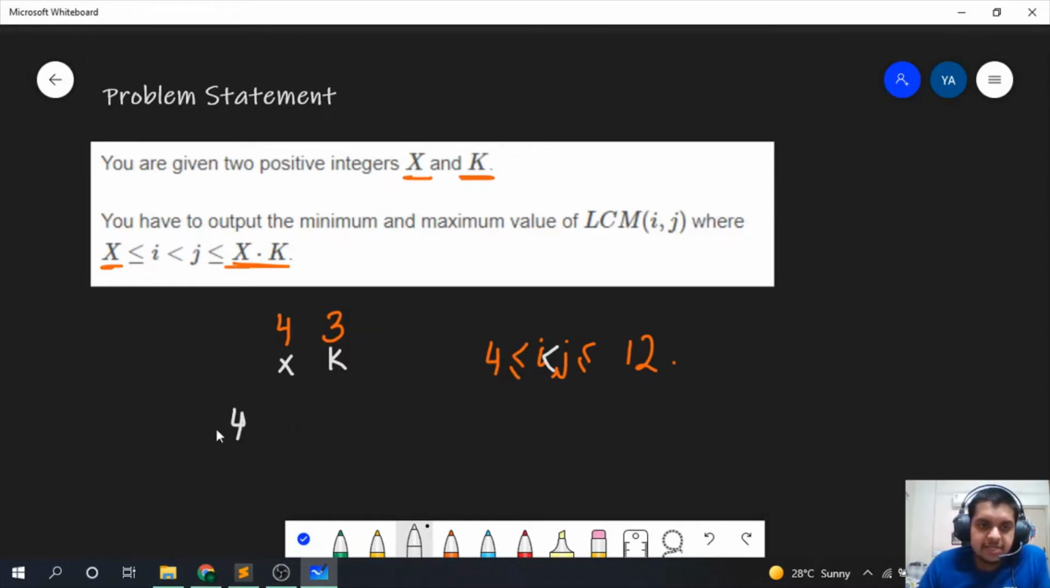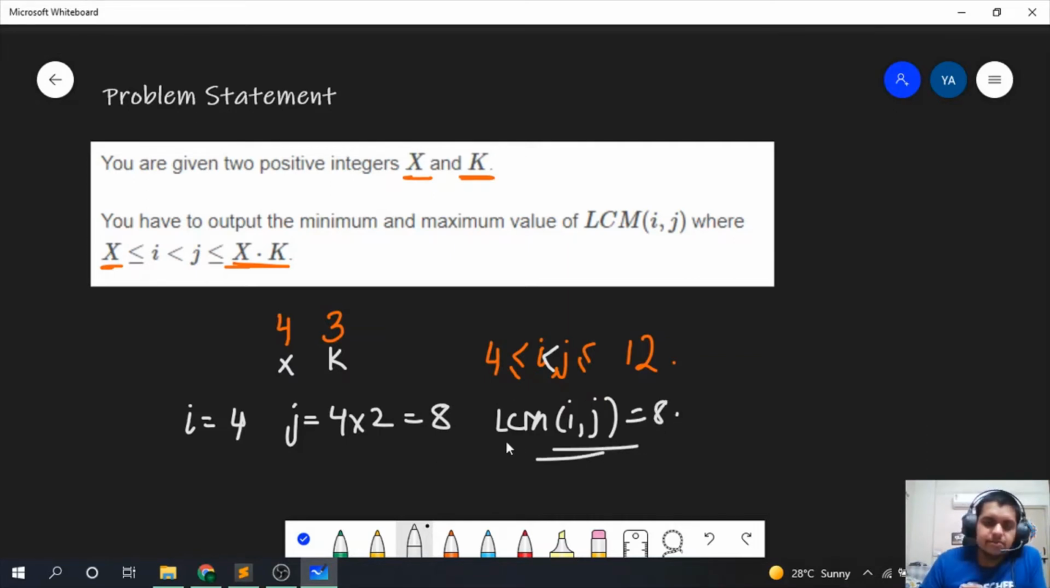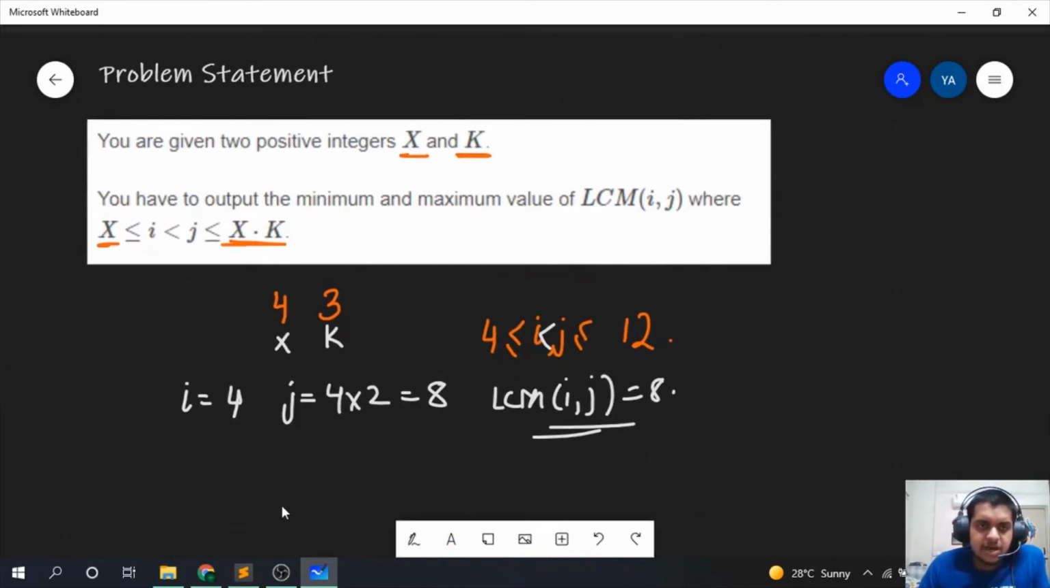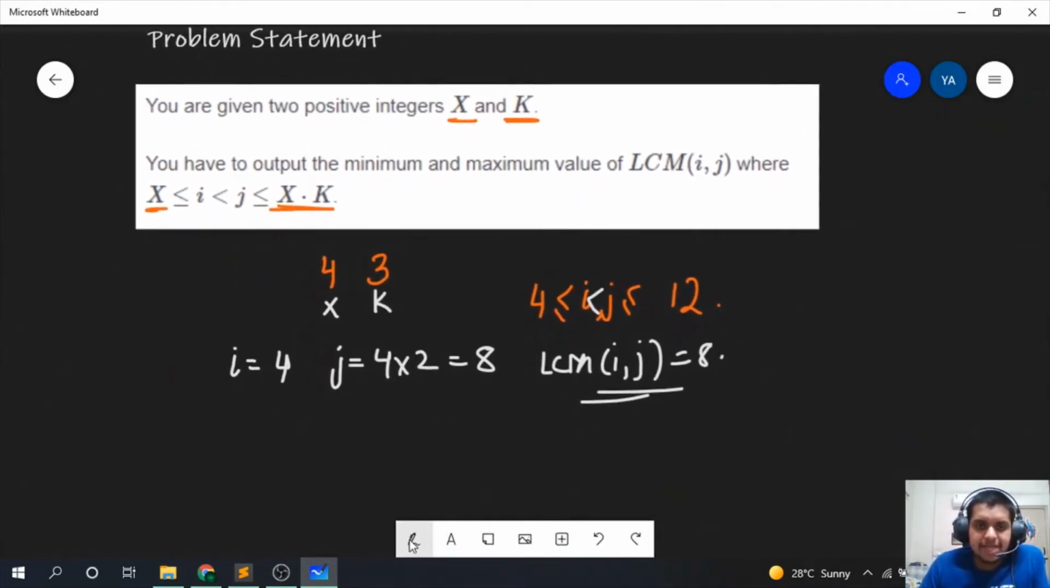So we can say that i is equal to 4 and j is equal to 4 times 2, which is 8. Therefore LCM(i, j) is equal to 8, and this is the minimum LCM that we can get. Now let's think about what the maximum LCM can be.